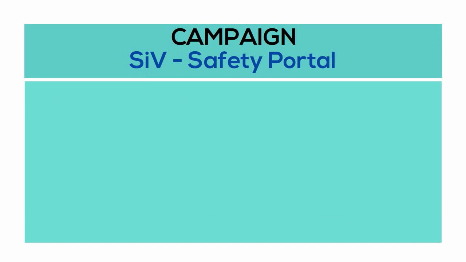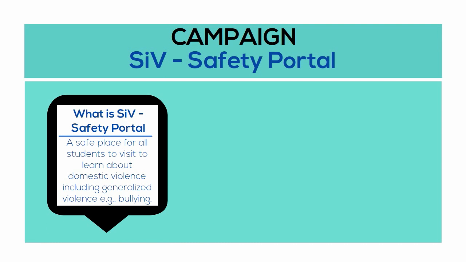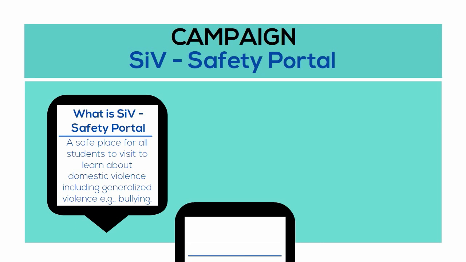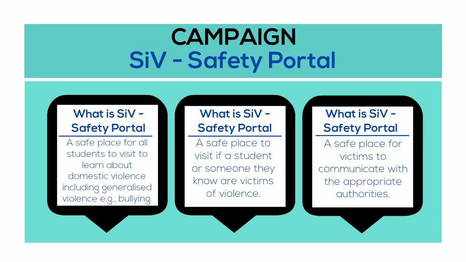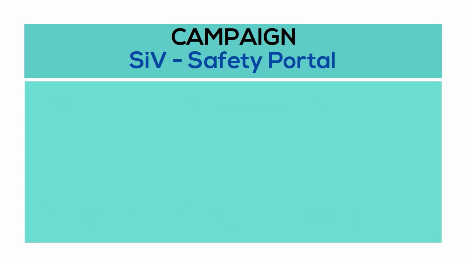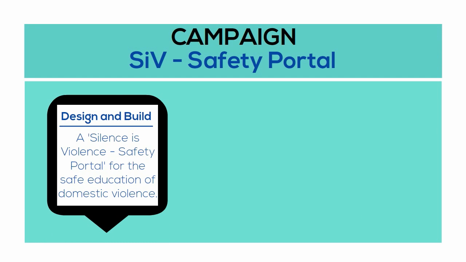So what is Silence's Violence Safety Portal? It's a very safe place for students to learn about the different forms someone can be a victim to domestic violence, including harassment, bullying and sexual violence. It is a safe place for a student to visit if they are a victim or know someone experiencing domestic violence, where students can find help and communicate with appropriate authorities such as helplines. The portal will be built for students to be educated about domestic violence.